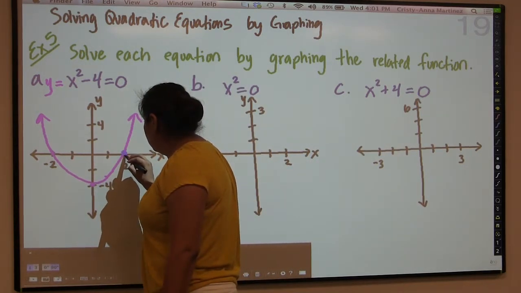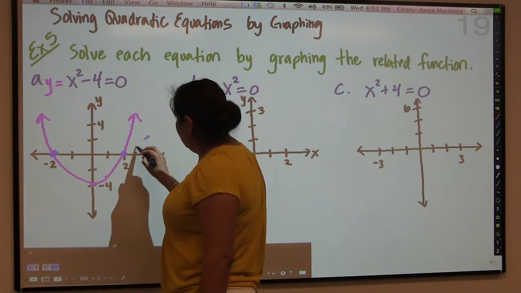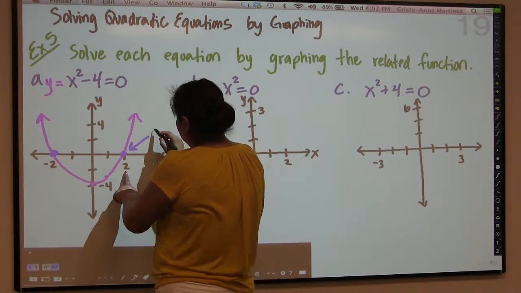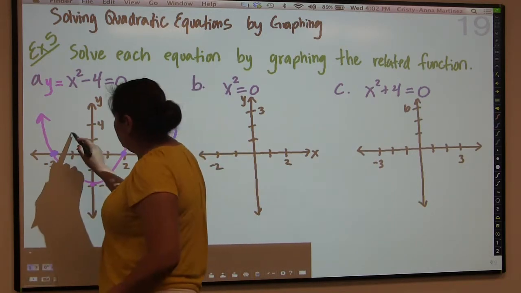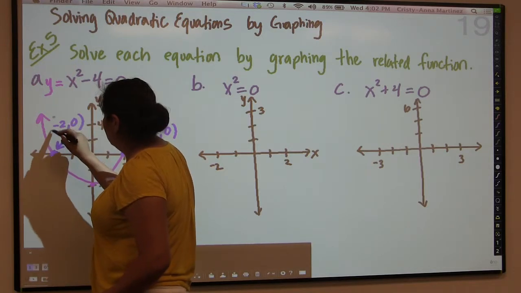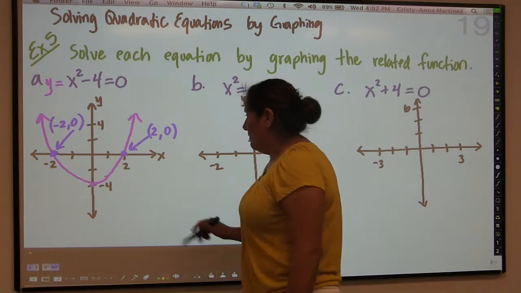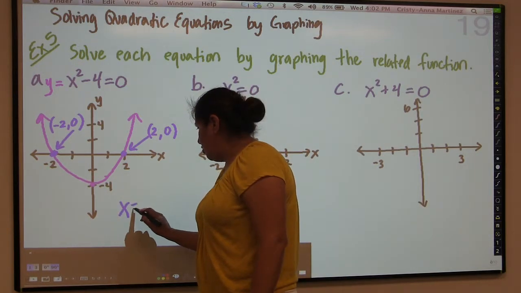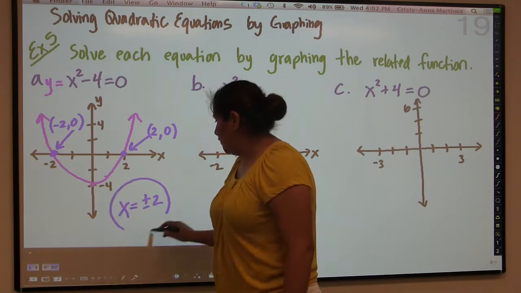All right, and you can see from my graph that the places where the y-coordinate is 0 is right here, this guy, and that guy, okay? The x-coordinate here is 2, and the y-coordinate is 0. And over here, the x-coordinate is negative 2, and the y-coordinate is 0. And that's what I'm looking for. When is the y-coordinate 0? So my answers would be that the y-coordinate is 0 at positive and negative 2. So that would be my solution.